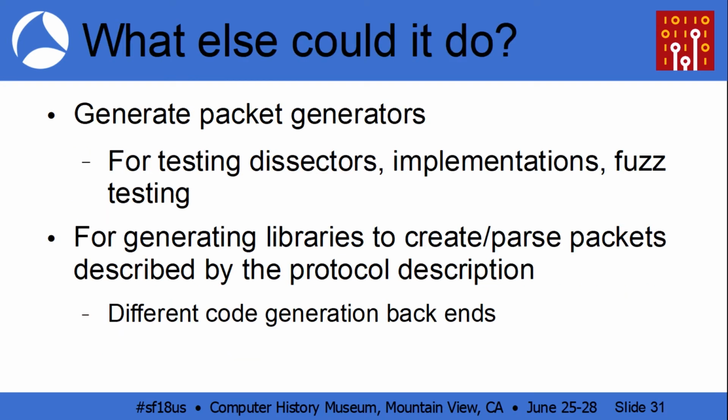Now, there are some things that we could do further with this sort of approach. One of the things we could do is to generate packet generators. So once you have the description of a protocol, you can then generate code to do fuzzing, for example. Yes, I mentioned fuzzing. So you can generate a packet generator that will generate packets with random or non-random data in there for testing your dissectors, for testing implementations, for doing fuzz testing, etc.